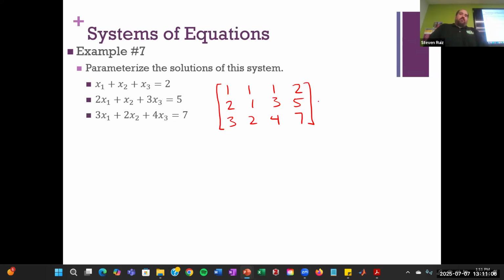How can we start reducing this thing? Go ahead. Subtract row 1 and row 2 from row 3. Yeah. Okay, so your objective is to put a 0 where there's 3s. Okay.